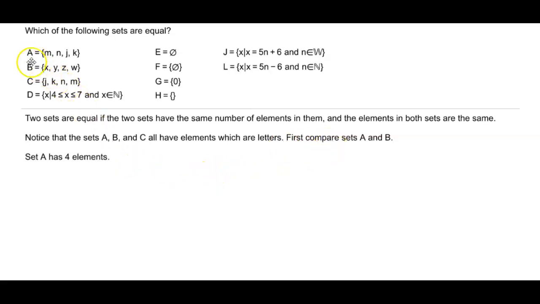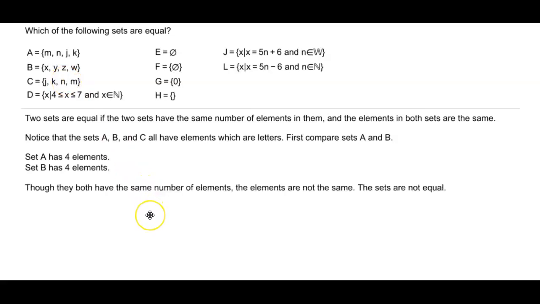Now, how many elements does set A have? They have 4 elements. How many does set B have? They have 4 elements. Now, though they both have the same number of elements, the elements are not the same, so therefore the sets are not equal.